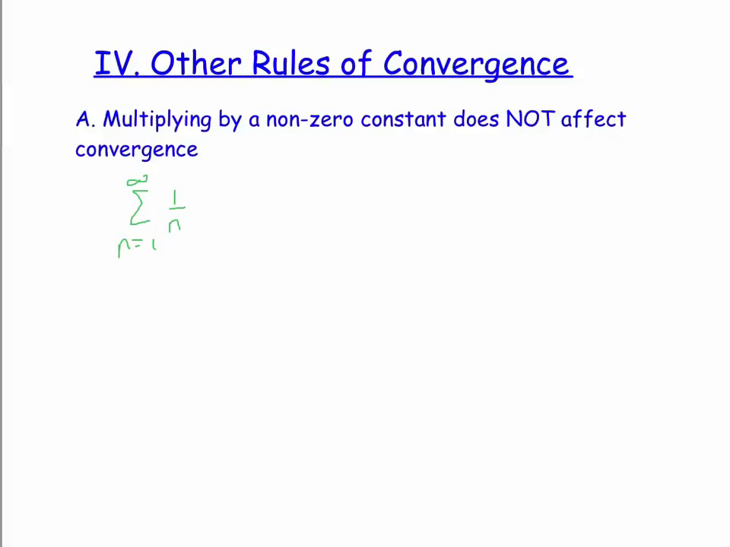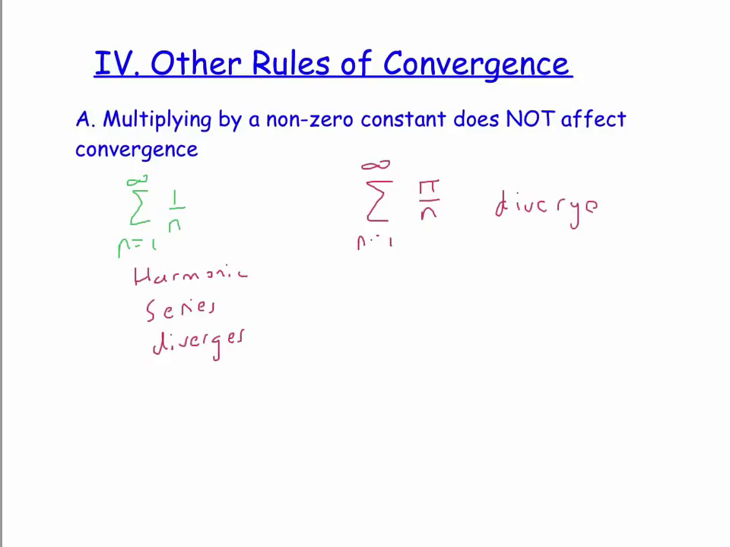So let's consider the series here with general term of 1 over n. If you recall, this is specifically our harmonic series. And we know that the harmonic series diverges. So if we were to take the general term of 1 over n and perhaps multiply it by the constant of pi, well, this resultant series is still going to diverge because we only multiplied the harmonic series by a constant of pi.